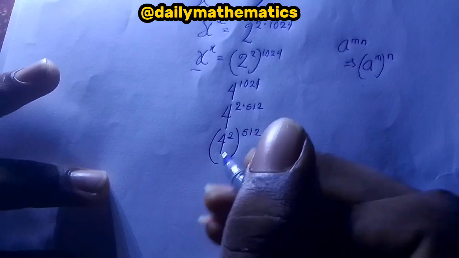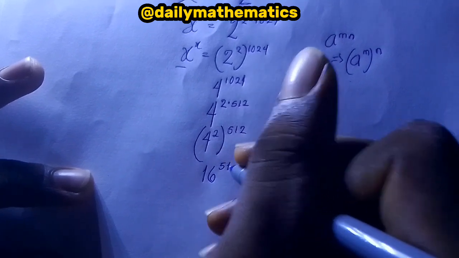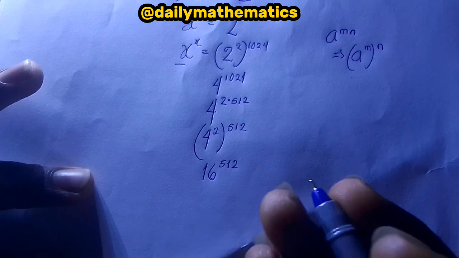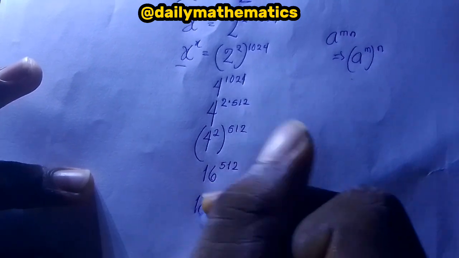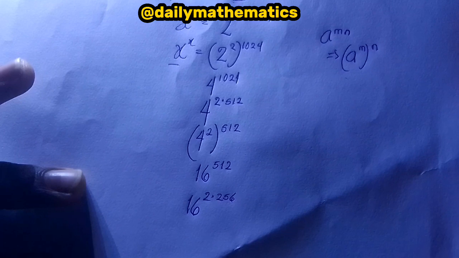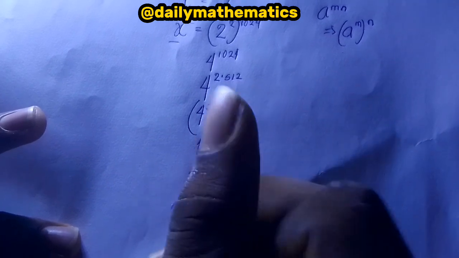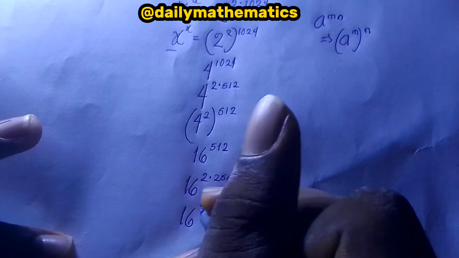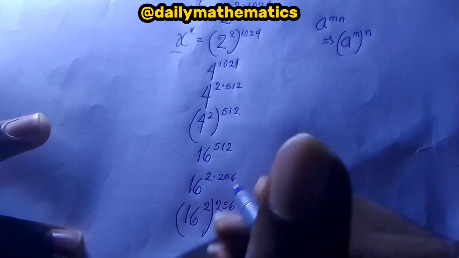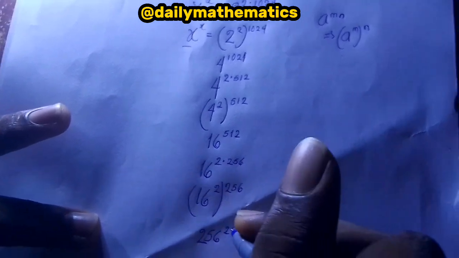So we continue. 4 squared is 16 raised to the power of 512, and we know 512 is 2 multiplied by 256. So we have 16 raised to the power of 2 multiplied by 256, right? And just like what we did here, we bring it here: 16 squared, bracket, raised to the power of 256. So 16 squared here is 256, and we have raised to the power of 256.